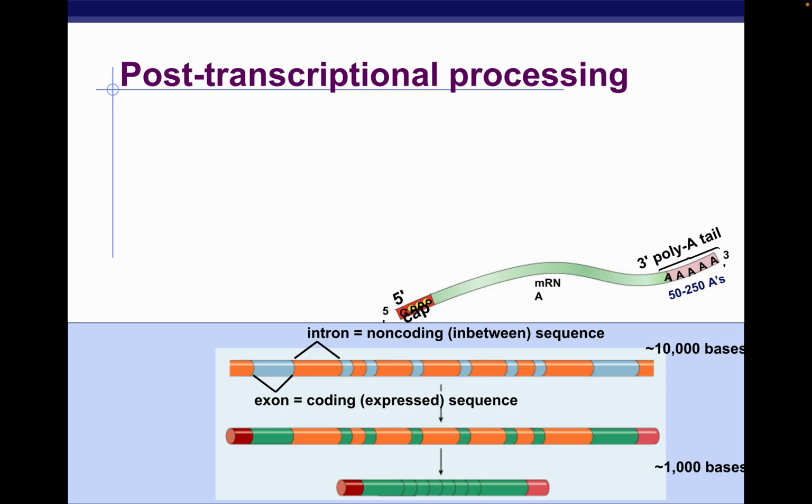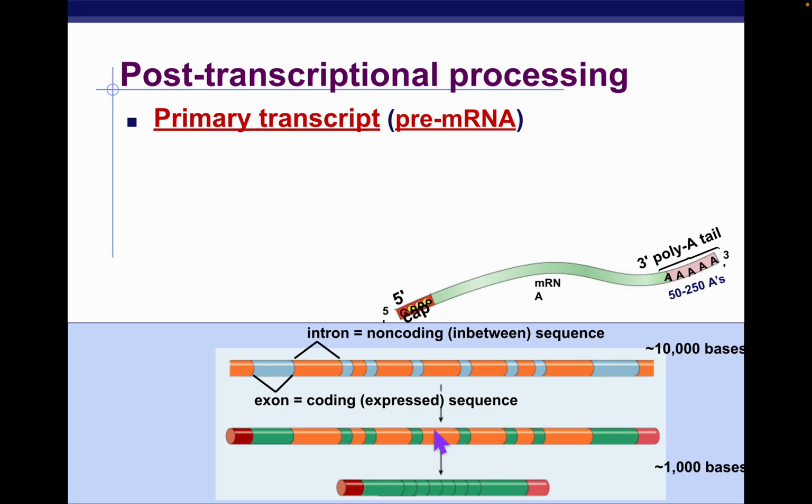Post-transcriptional processing is really important. After we make the initial mRNA from our DNA strand, we have what's called our primary transcript, our pre-mRNA. We just came in and put all the base pairs together. If there's an A in the DNA, there's going to be a U. If there's a T, there's going to be an A. If there's a G, there's a C, and so on. So we build this long pre-mRNA, and we call that our primary transcript.